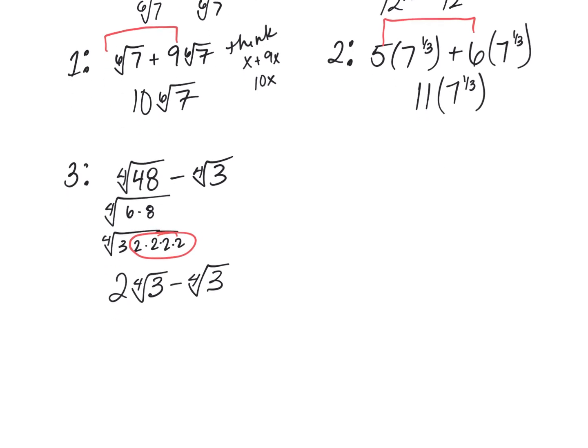Now I can subtract, right? Remembering that there's a 1 in front. What do I get? 1 times the 4th root of 3. Oh, sorry.